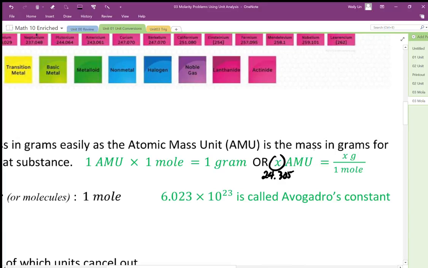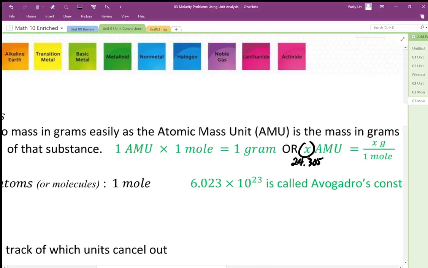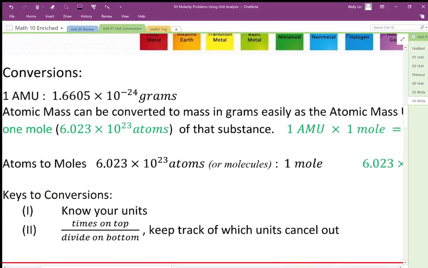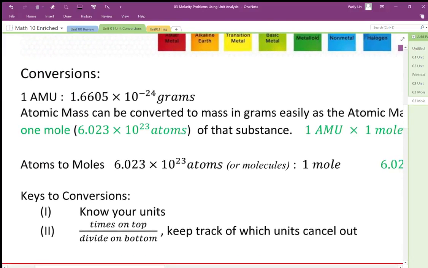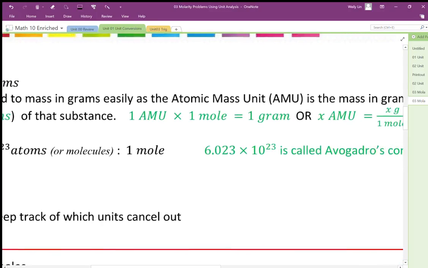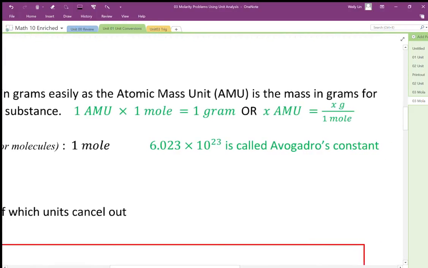Okay, so this is going to be more useful to us. We're going to use that number not as the atomic mass units, but as the number of grams for 1 mole of the substance. A couple of numbers in here: that 6.02 times 10 to the 23 represents 1 mole. That number of atoms, or molecules, is 1 mole. And that number is called Avogadro's number, or Avogadro's constant.